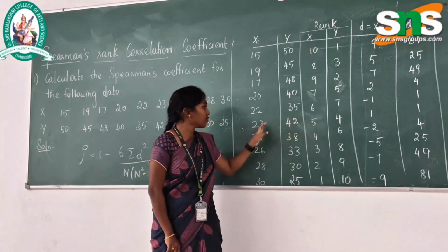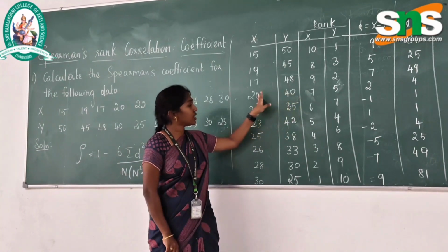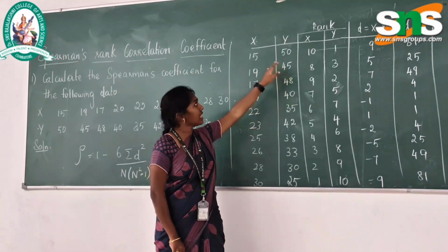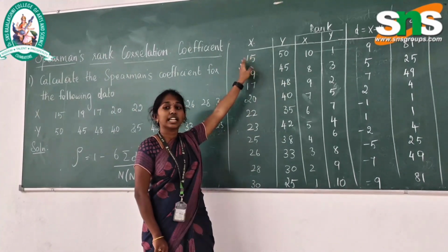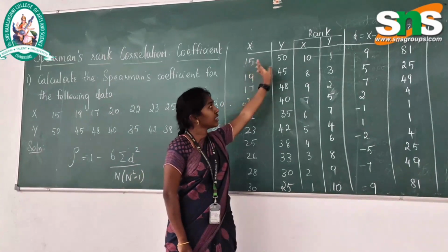And the rank for the number 23 is 5. And the rank for 22 is 6. And the rank for 20 is 7. Then the rank for 17 is 9 and 19 is 8 and finally 15 is 10. This is the least number that is given in the question. So the rank for 15 is 10.